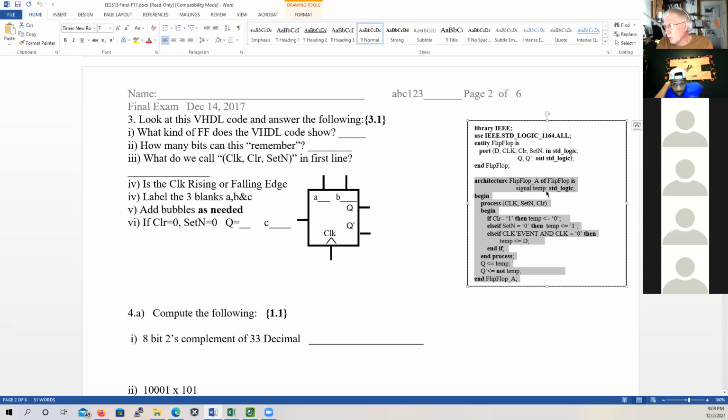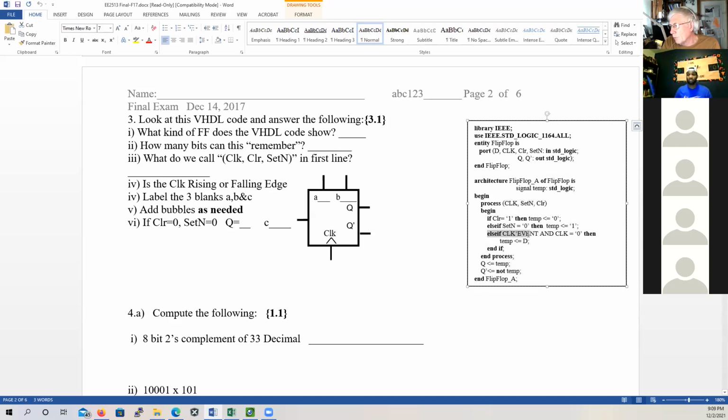Its signal is standard logic. It's going to add one signal called temp, an internal signal, not in the port list, which is up here. The port list is what talks to the outside world. And then instead of an always block in Verilog, we have a process block in VHDL. These signals are in the sensitivity list, but in this case we don't give them edge designations directly. The edge designation for the clock comes from this line here.